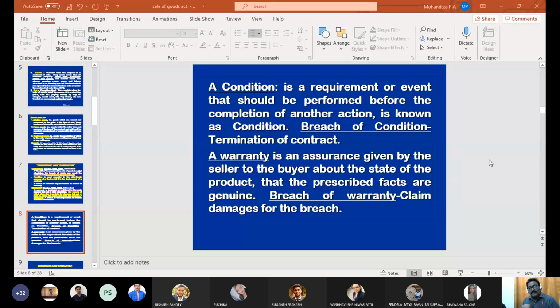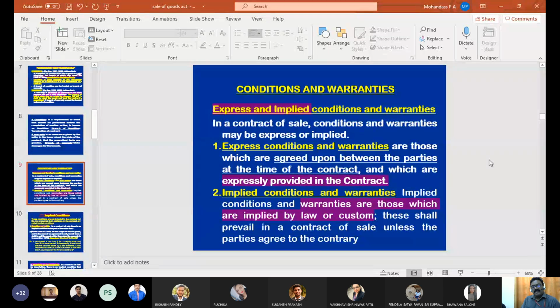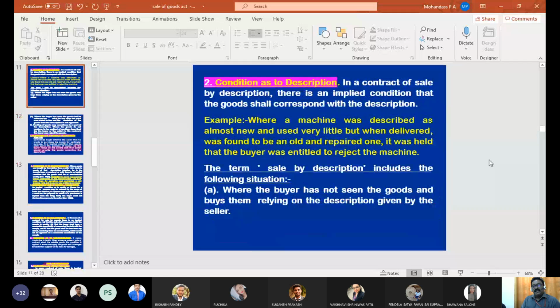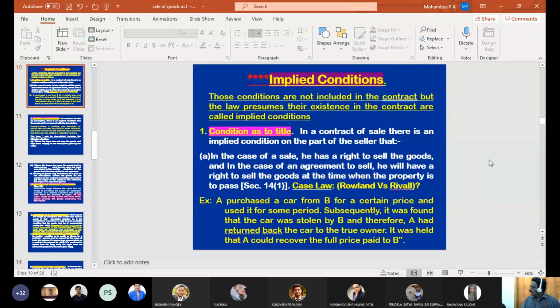Now what will happen? It is an implied condition as to title. What is implied condition? A condition which is formed by the provisions of the law. It says when MD sells a car to anyone, he has to be the title holder. So the first example of implied condition is called implied condition as to title. I'm not putting implied condition everywhere, because condition as to title means implied condition as to title.